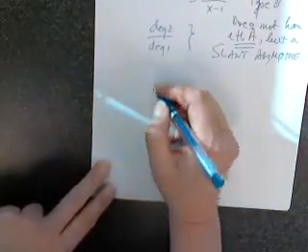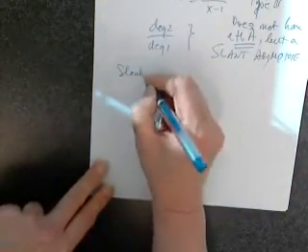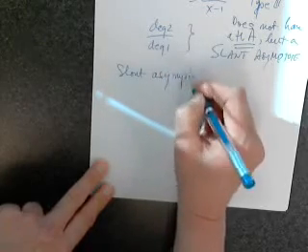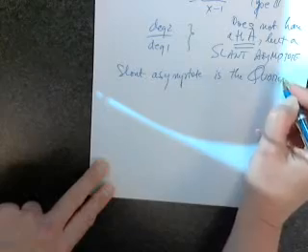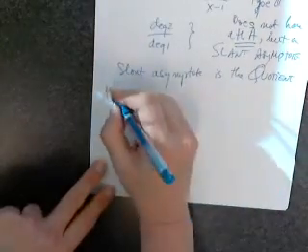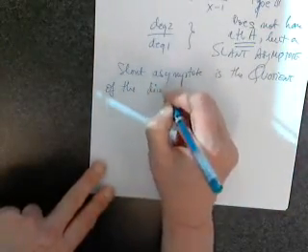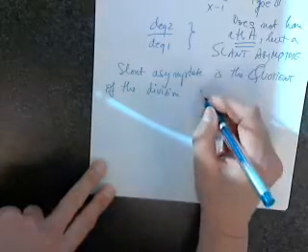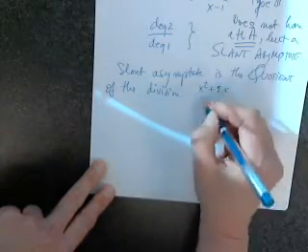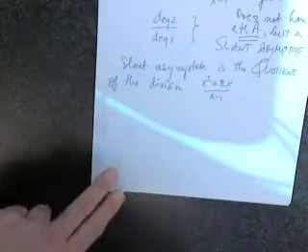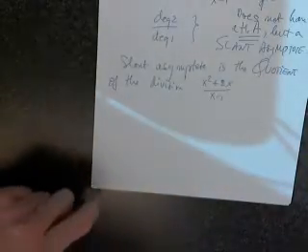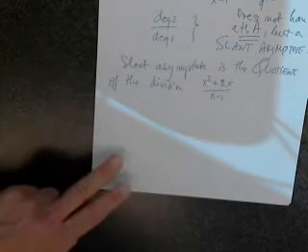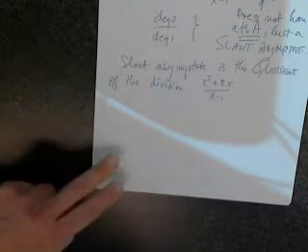What I have to do is this: the slant asymptote is the quotient, only the quotient of the division of x squared plus 2x divided by x minus 1. So let's find the division. Let's divide and find the quotient. Would you like to use synthetic division, or would you like to use long division?